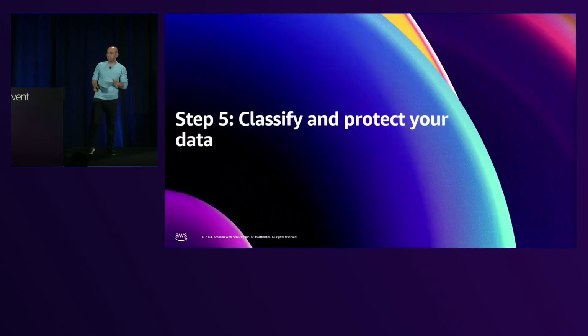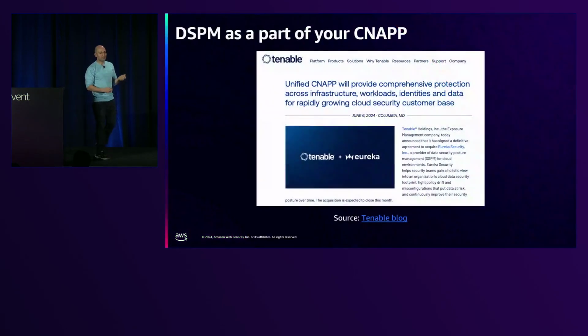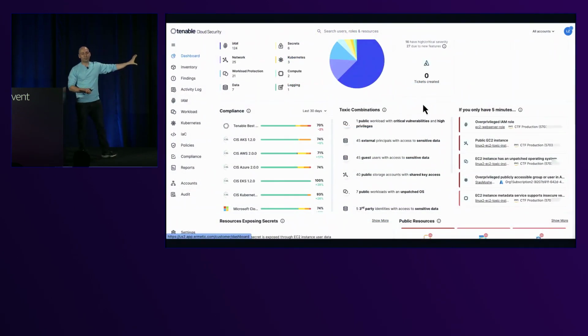Now, the next step is classifying data. What determines very significantly how much of a risk something is, is what kind of access an attacker can get if they exploit it. And that, of course, very much revolves around data. For that reason, a few months ago, Tenable acquired a company called Eureka, which is a data security posture management solution. And we've already integrated it into our platform. It's not like two separate logins, but really one system. And I'm going to show it to you as part of our solution.